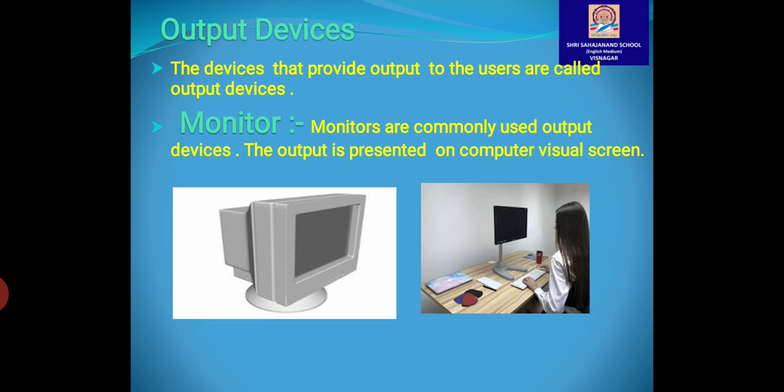Now, here we discuss output devices. The devices that provide output to the user are called output devices. Here, the first one is monitor. Monitors are commonly used output devices. The output is presented visually on the computer screen. This output is just for viewing purposes and a hard copy cannot be taken. That's why it is called soft copy output.